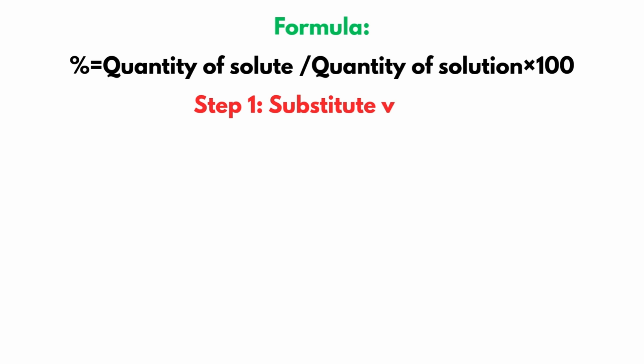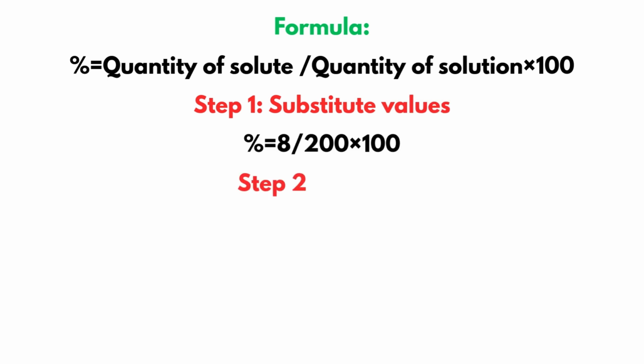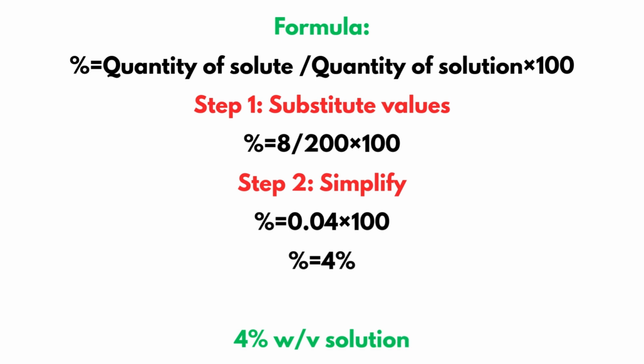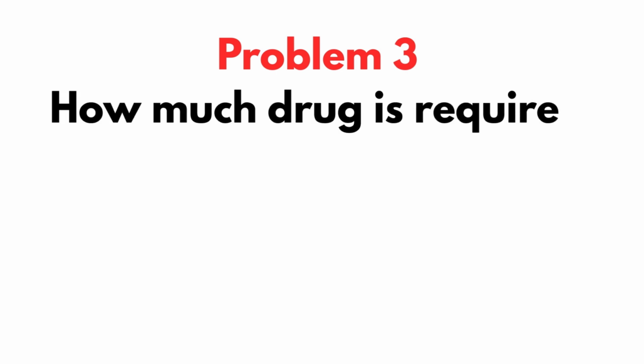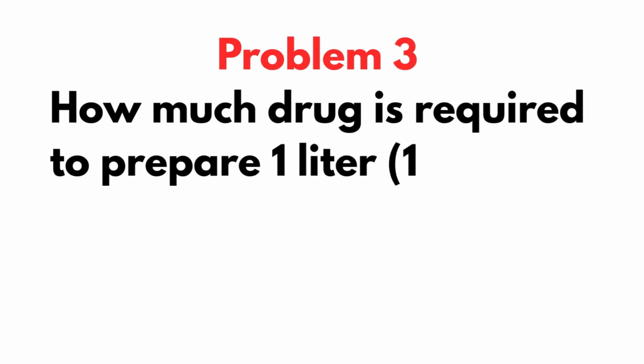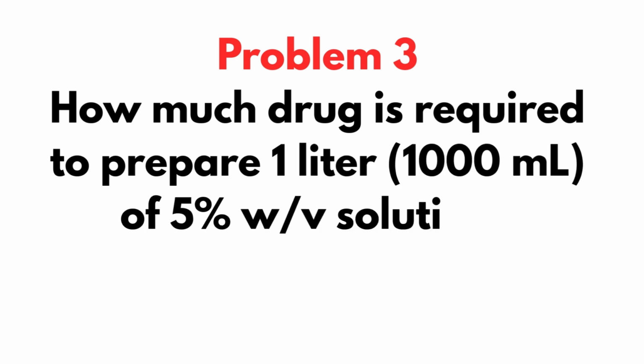In place of quantity of solute we will write 8, and in place of volume we will write 200, and we will calculate. After calculation, we get the percentage strength, that is 4% weight by volume. So when we dissolve 8 gram of drug in 200 ml of solution, we get a 4% weight by volume solution. Now let's see problem number 3. How much drug is required to prepare 1 liter of 5% weight by volume solution? Here we can see that they have given 1 liter.